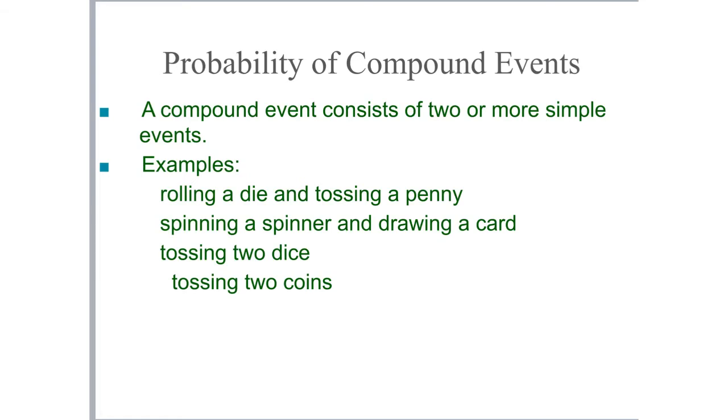When we talk about the probability of compound events, a compound event consists of 2 or more simple events. Examples, rather than just rolling one die, you're rolling one die and tossing a penny. You're spinning a spinner and drawing a card. You're tossing the 2 dice at once. You're tossing 2 coins. So even though only one coin or only one die is being used, it can be a compound event because they're 2 separate events.